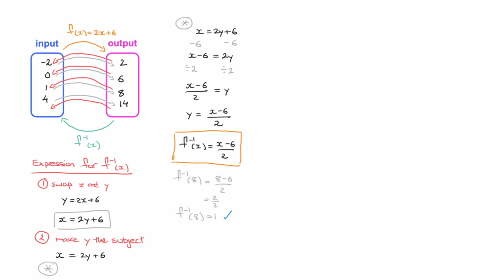Another example, we could check what inverse f of 14 is. And again, in theory, if we replace x by 14, we should be getting 4. So let's see, if we calculate inverse f of 14, that will equal (14 minus 6) over 2, which is equal to 8 over 2. In other words, inverse f of 14 is equal to 4, which definitely corresponds to the input value we had earlier on, and so clearly this inverse function works.